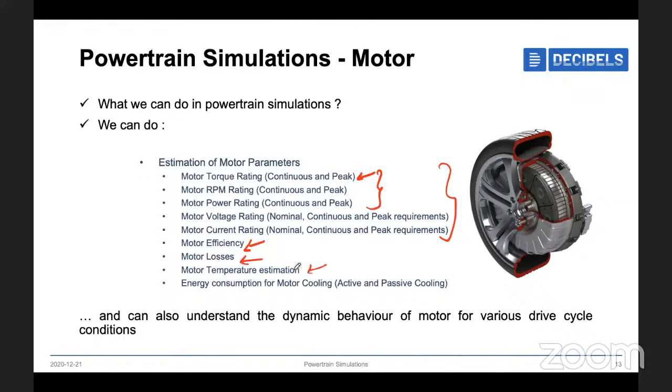And once we have the temperature, the motor will go into bad efficiency regions. So in order to bring it back to the nominal operating regions, we have to provide some kind of cooling. That's where we go for motor cooling. Again, in cooling there are two things: active and passive cooling. It's up to us how we want to develop the cooling part of the motors and batteries. So these are the things that we can study in the powertrain simulations.